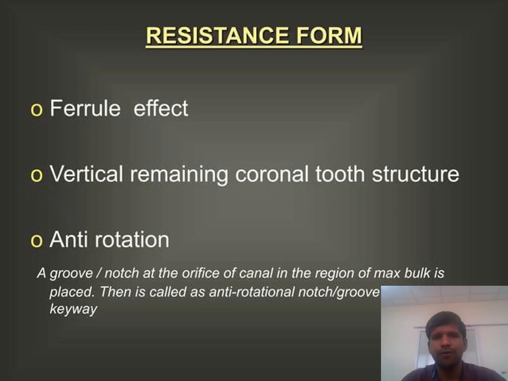Coming to the resistance form, it includes the ferrule effect, the vertical remaining coronal tooth structure presence, and the anti-rotation phenomenon. A groove or notch at the orifice of the canal in the region of maximum bulk is placed. Then it is called an anti-rotational notch or groove.